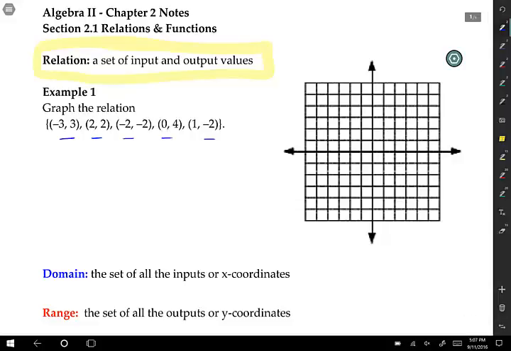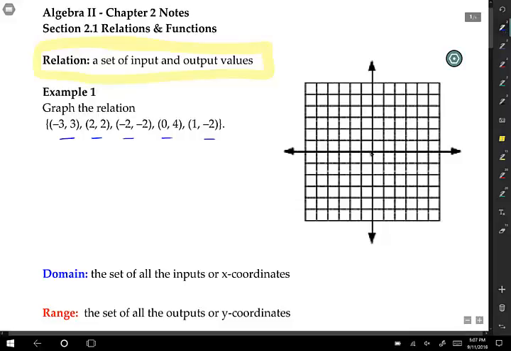So we're going to graph this relation on our points as we review ordered pairs and things like that. -3, +3 is our first point in blue. Our second point I'll put in purple: +2, +2, x and y. Our third point I'm going to put in red, -2, -2. Our fourth point I'm going to put in green, 0, 4. And our fifth point we'll put in black, +1, -2. As you can see, we've got our different points here.